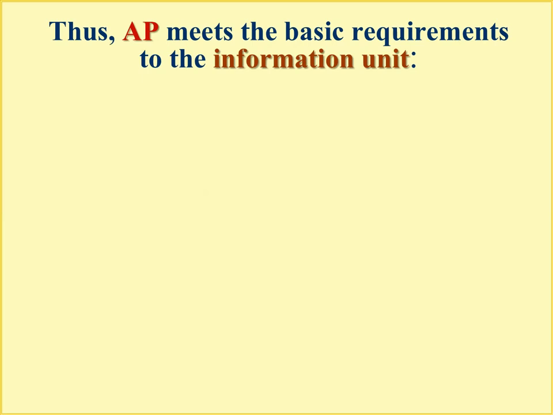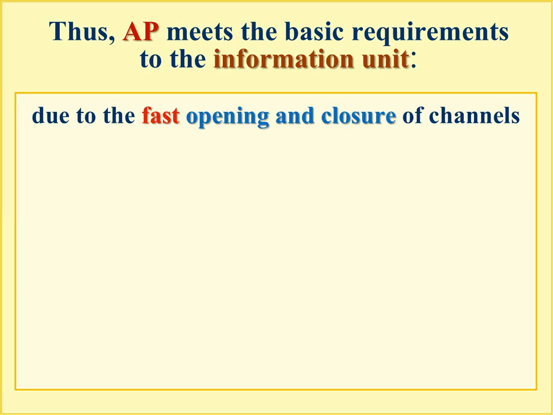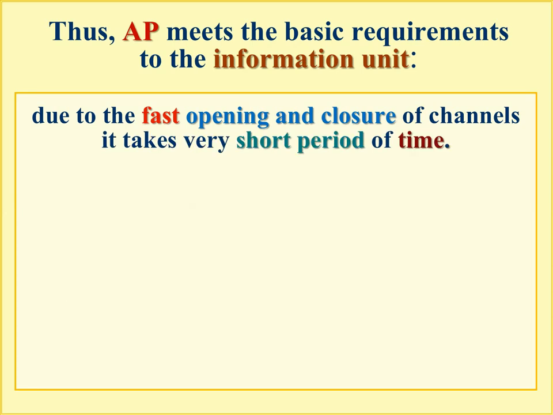So, on the basis of all that we considered before now, action potential, as you can see, meets the main requirements for the optimal information unit. Because of very fast opening and closure of channels, the potential itself takes a very short period of time. It may last for a few milliseconds, but its minimal duration is limited by the absolute refractory period, and it's about 1 millisecond or so. So it's a very short time taken by a single unit of information.